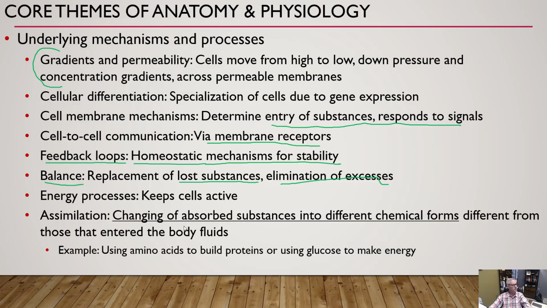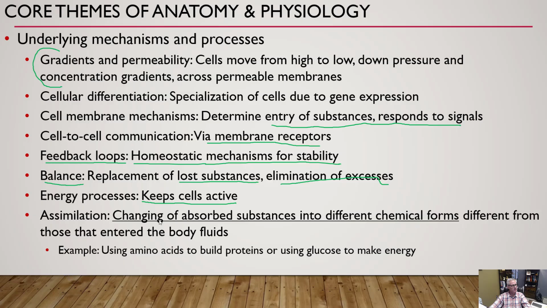Energy processes keep cells active. We'll talk about this when we talk about glycolysis and the citric acid cycle. This is called cellular respiration. It is how cells use glucose to create energy. And that energy is ATP.